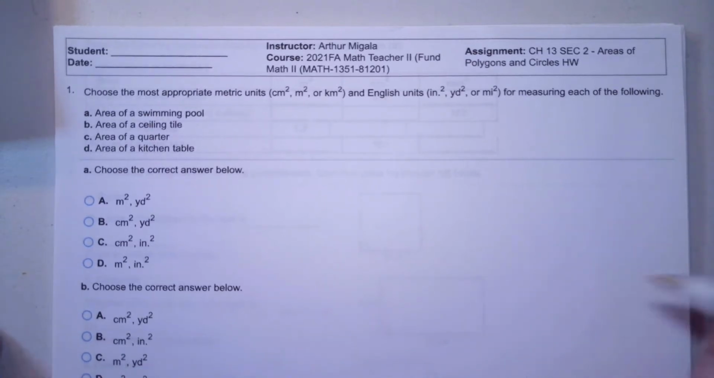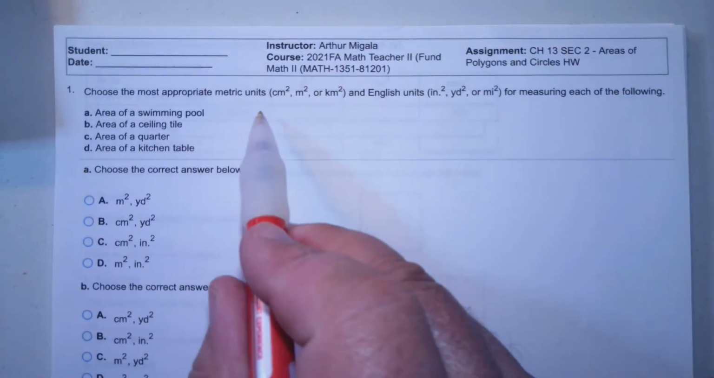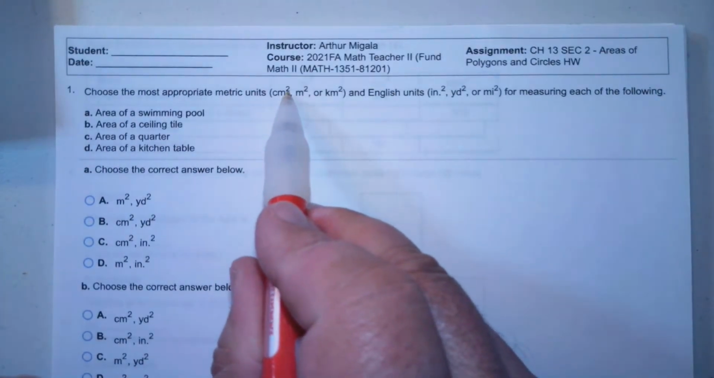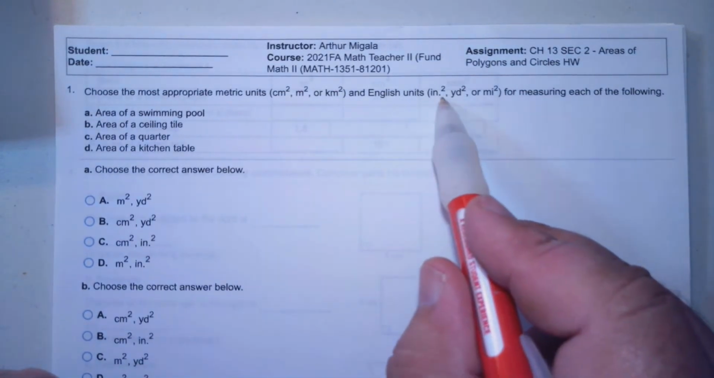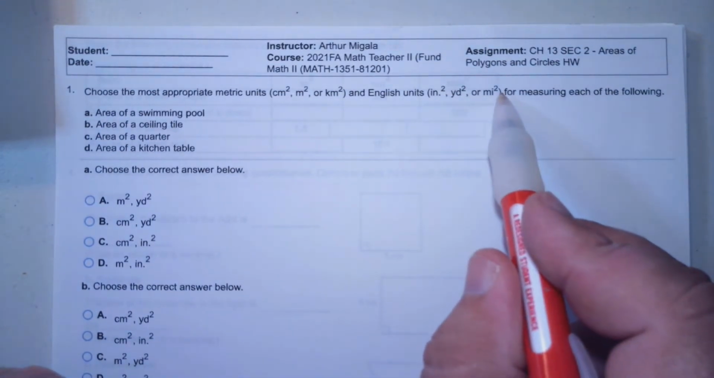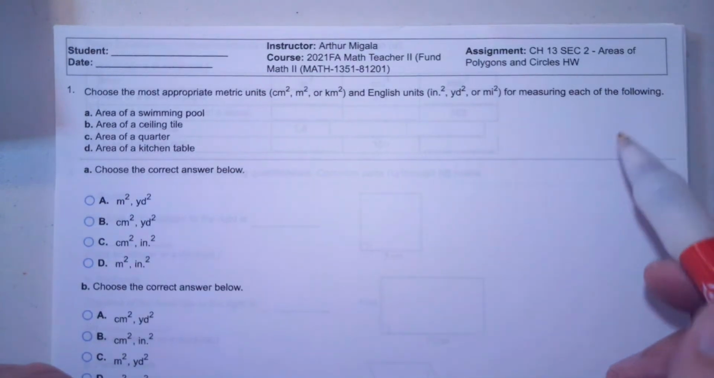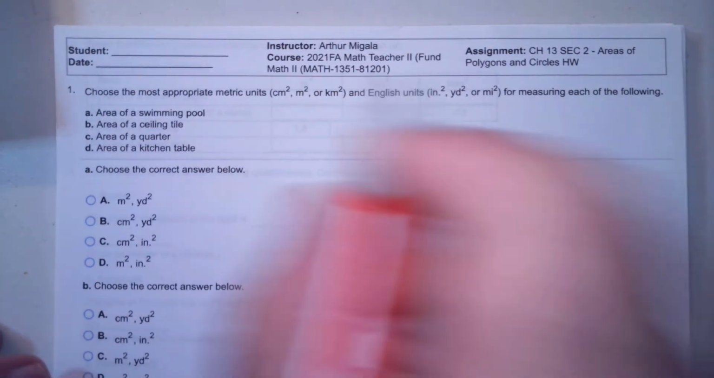Alright, let's look at the first one. Choose the most appropriate metric unit, centimeter squared, meter squared, kilometer squared, and English units, inches squared, yard squared, mile squared, for measuring each of the following. Now, why are these squared?